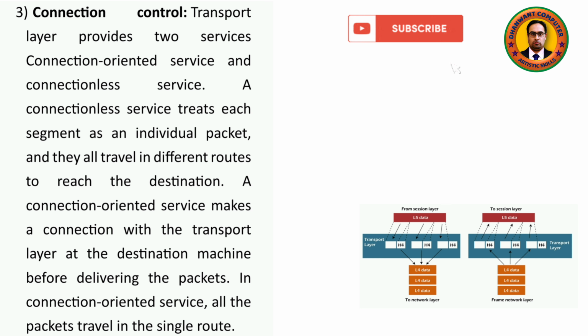3. Connection control. Transport layer provides two services: connection-oriented service and connectionless service. A connectionless service treats each segment as an individual packet, and they all travel in different routes to reach the destination. A connection-oriented service makes a connection with the transport layer at the destination machine before delivering the packets. In connection-oriented service, all the packets travel in the single route.